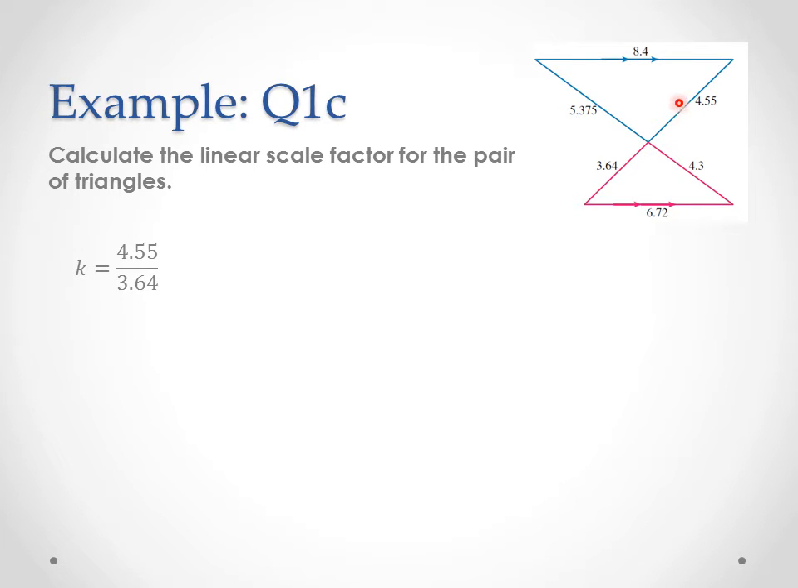So I've just chosen to go with 4.55 divided by 3.64 as my first one, and making sure that that ratio is equal to the ratio of all of the other pairs of sides. Going through and calculating each of the ratios, we get that they're all equal to 1.25. Our last step is just to state the answer. The linear scale factor is 1.25.